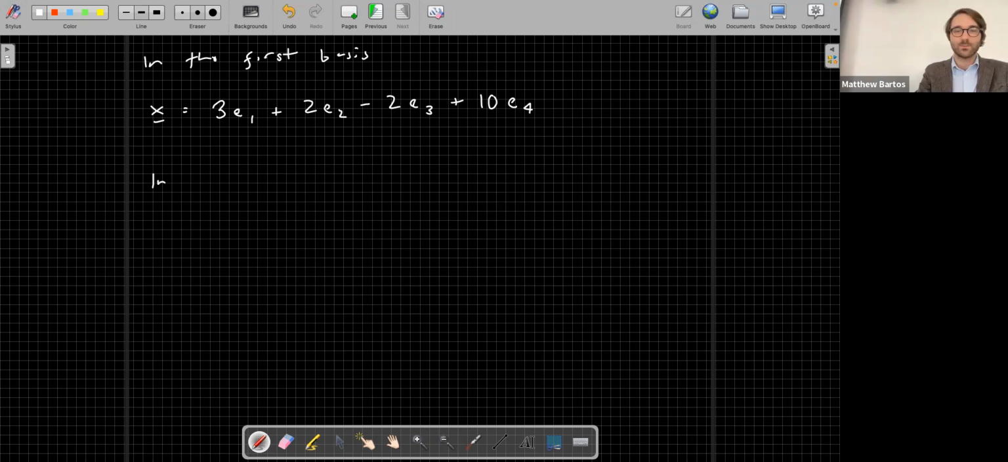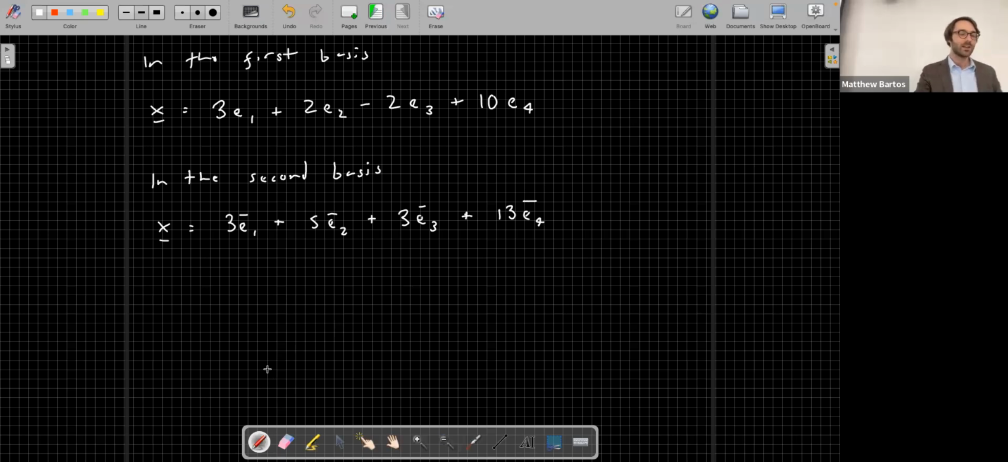In the second basis, we can also write this same polynomial as 3E1 bar plus 5E2 bar plus 3E3 bar plus 13E4 bar. So both of them are valid bases.